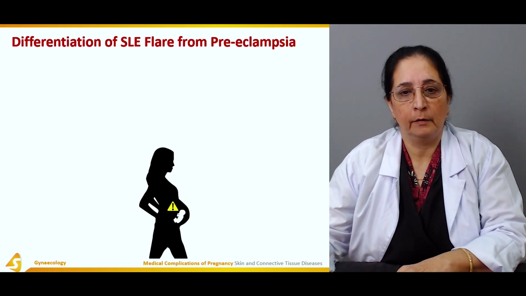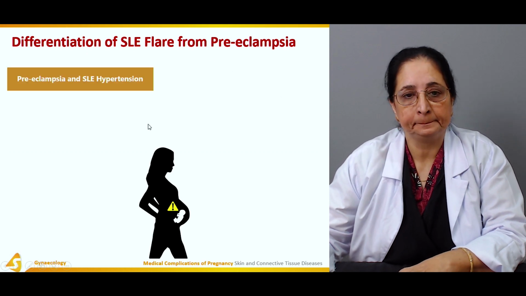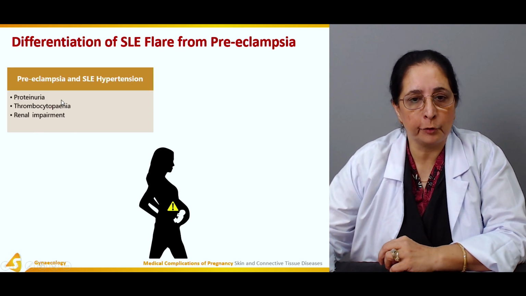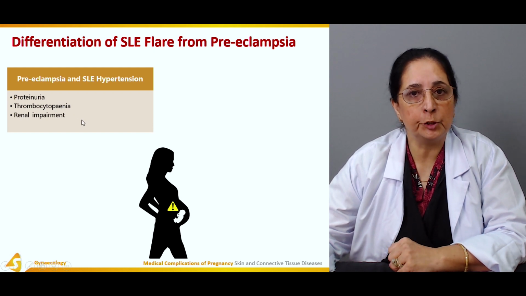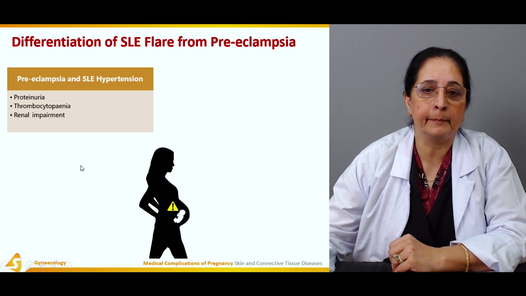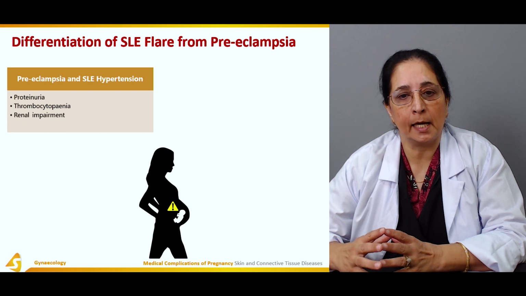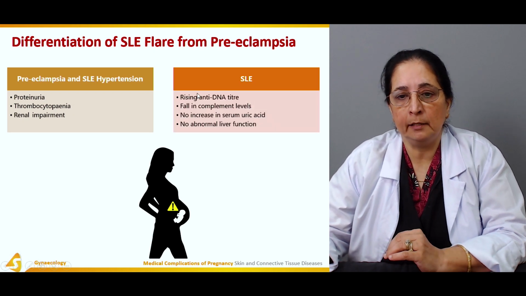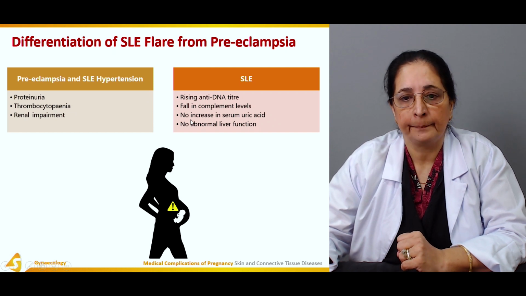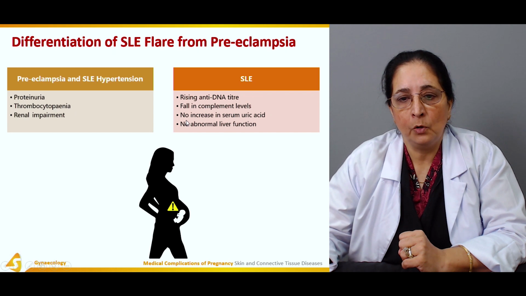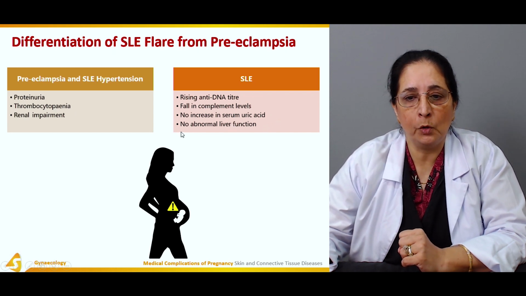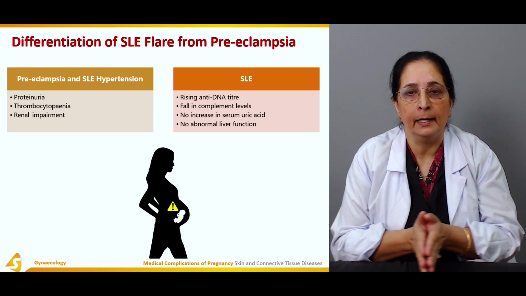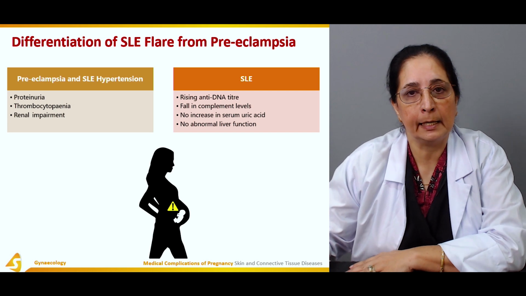Now, the differentiation of SLE flare from preeclampsia. In preeclampsia and SLE with hypertension, usually there is proteinuria in both. Then we have thrombocytopenia, or decreased platelet level, and renal impairment is present in both preeclampsia and SLE hypertension. In SLE only, usually there is a rising anti-DNA titer, a fall in complement level, no increase in serum uric acid, and no abnormal liver function. So that's the difference between SLE only and SLE with preeclampsia hypertension.